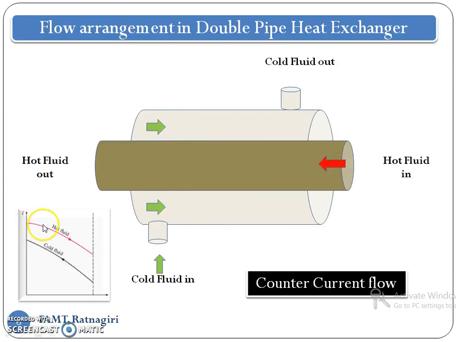Hot fluid gives up heat, that's why its temperature goes on decreasing. Cold fluid gains heat, that's why its temperature goes on increasing. Here the arrow shows the operation is in a counter current manner. Here it is easily observed that the hot fluid temperature goes on decreasing and the cold fluid temperature goes on increasing.